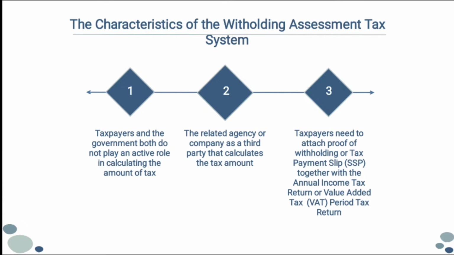The characteristics of the withholding tax system. Number 1, the taxpayer and the government do not play an active role in calculating the amount of tax. Number 2, the related agency or company as a third party calculates the tax amount. Number 3, the taxpayer needs to attach proof of withholding or tax payment slip together with the annual income tax return or value-added tax period tax return.